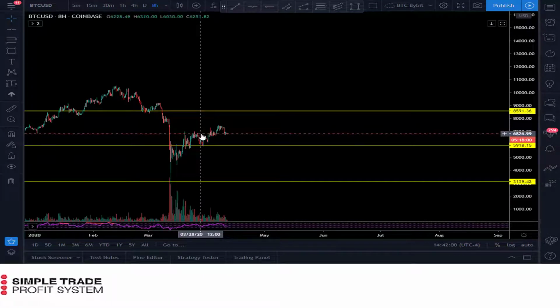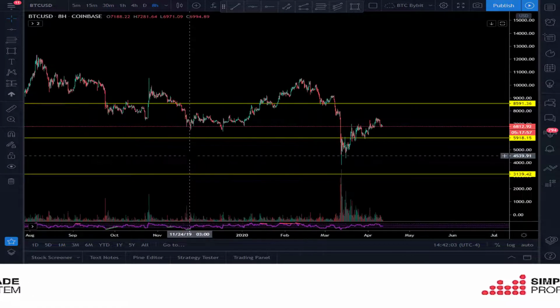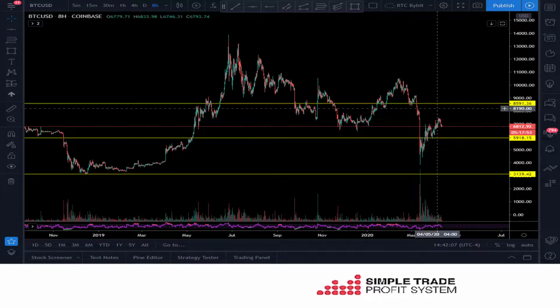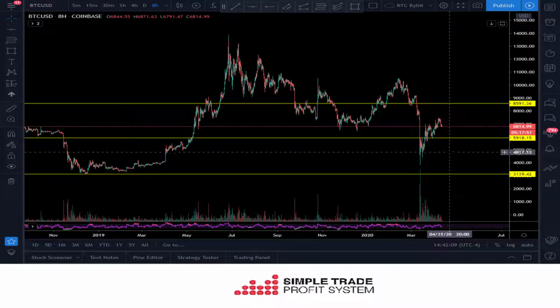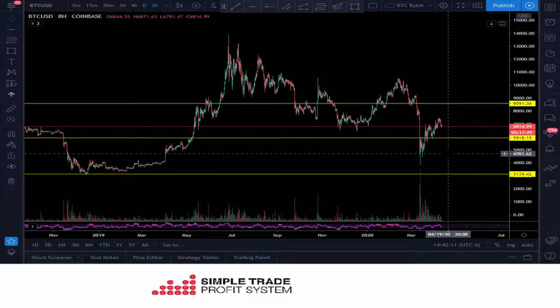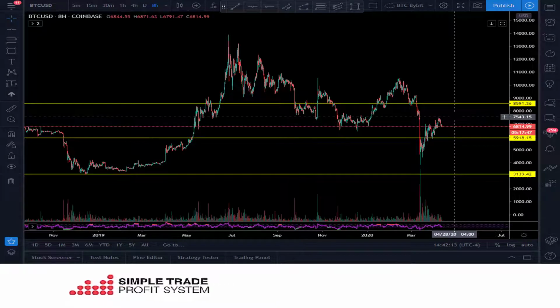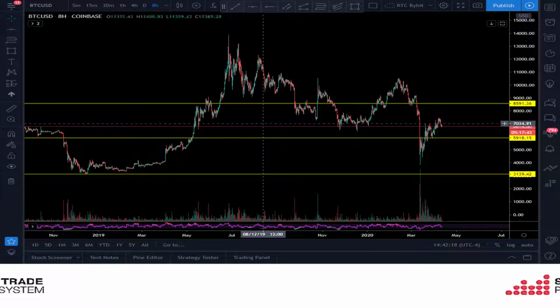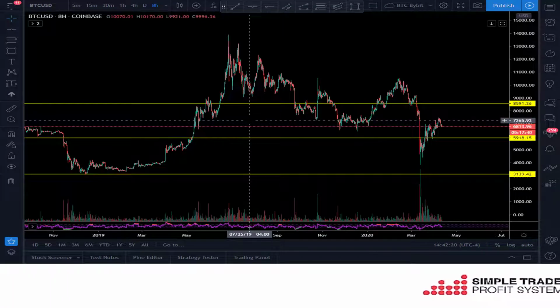support here, because you have to think about it like this as well: support areas, once they're broken, can turn into resistance, and resistance areas, once they're broken, can turn into support. So they can flip-flop. Let's see if I can find an example.